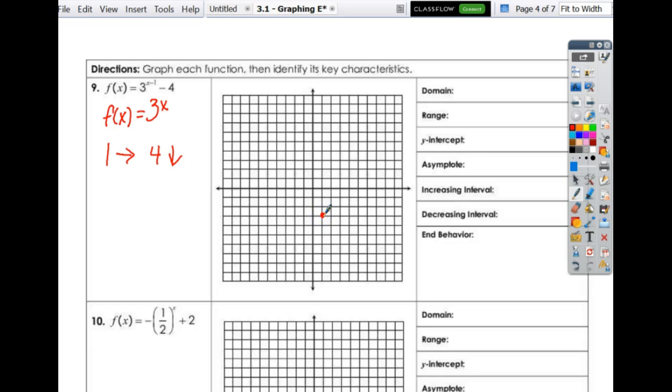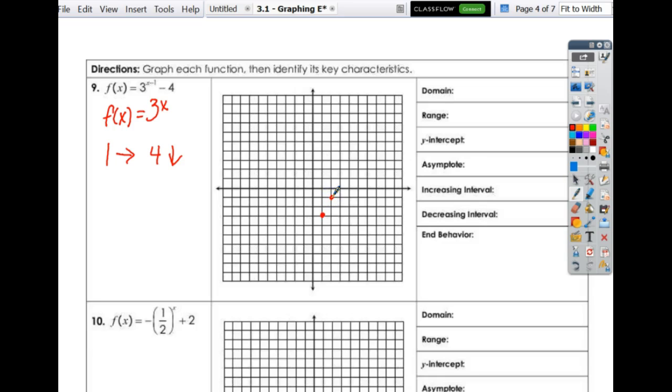The second point I get from the parent function, which is why we write this down. So if I put a 1 here, my second point is 1, 3. So I'm going to go over 1 and up 3, and then I'm going to go over 1 and down 4. 1, 2, 3, 4.